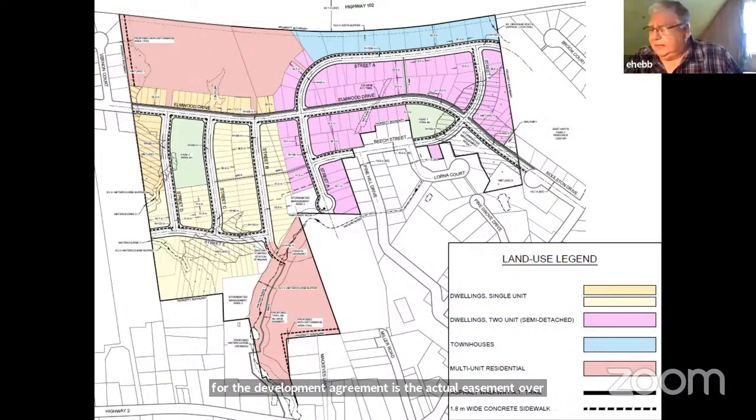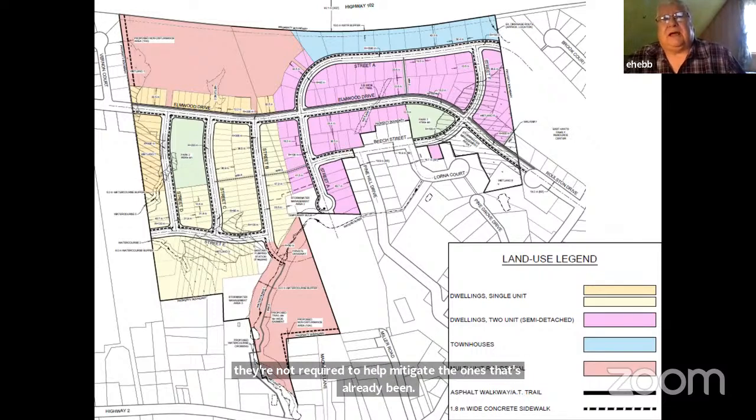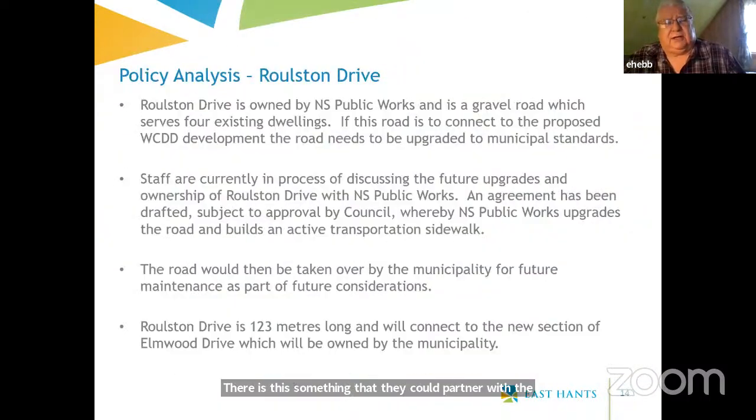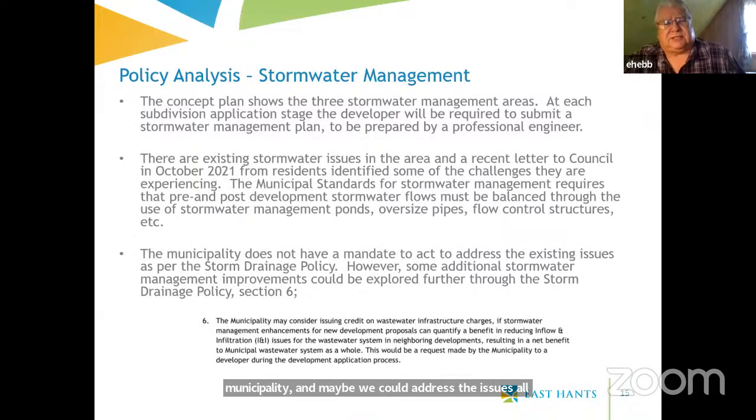Okay, thank you. The other thing is I know it's a big issue with stormwater runoff there, and I know we've got existing problems in Pine Hill that have been there for years. I know they're going to take this into consideration, but they're not required to help mitigate the ones that have already been there. Is this something they could partner with the municipality on, so we could address the issues all the way through Pine Hill and into the rest of the existing subdivision?